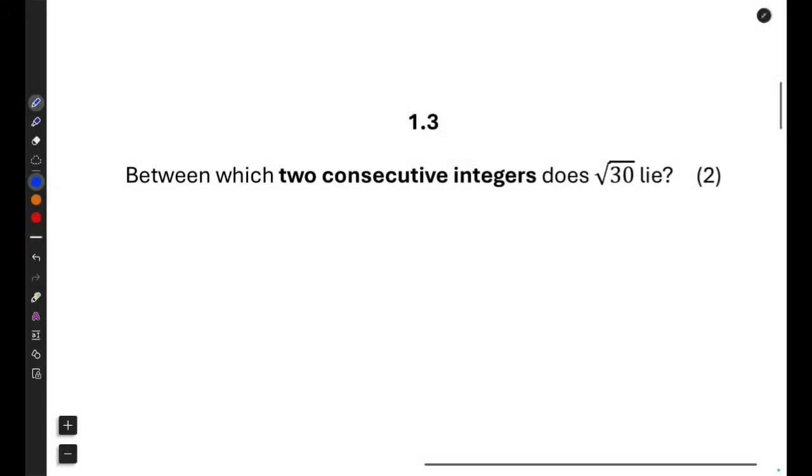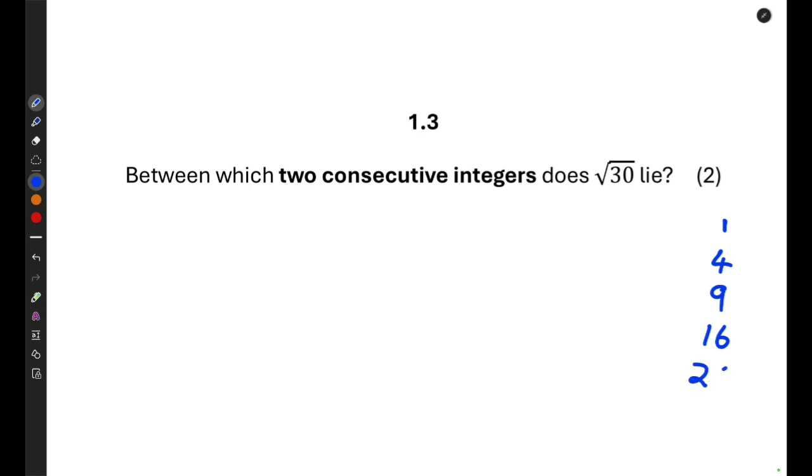Okay, 1.3, between which two consecutive integers does the square root of 30 lie? Now remember, there's many ways to do this. The best way would be to just know your square numbers. So 1 squared, 2 squared, 3 squared, 4 squared, 5 squared, and 6 squared. That's the best way.